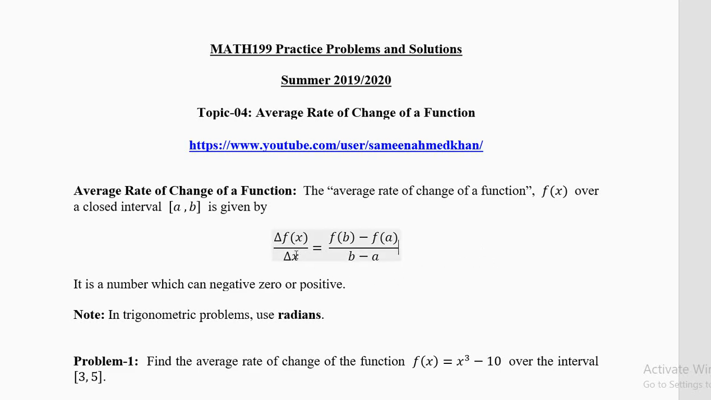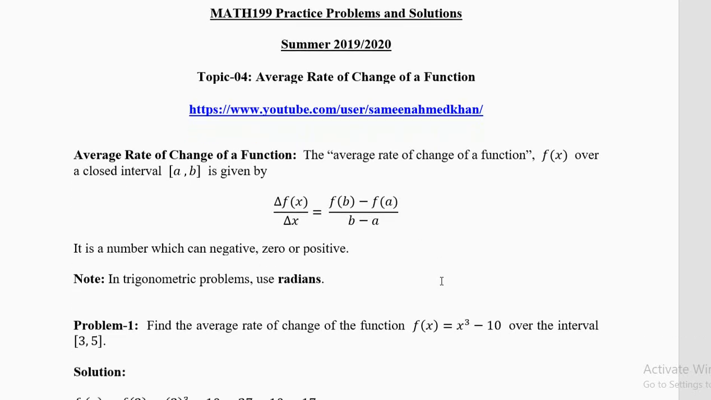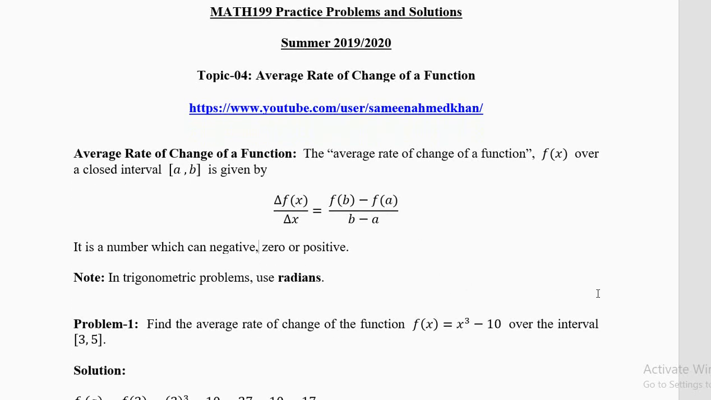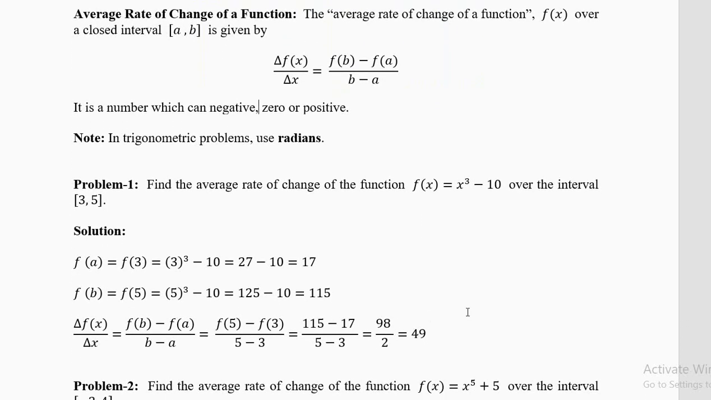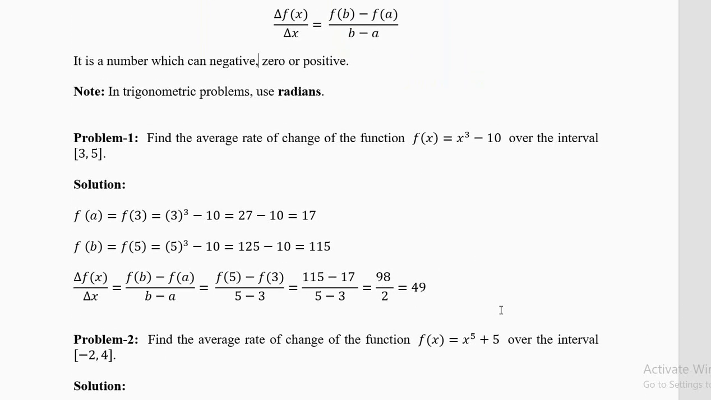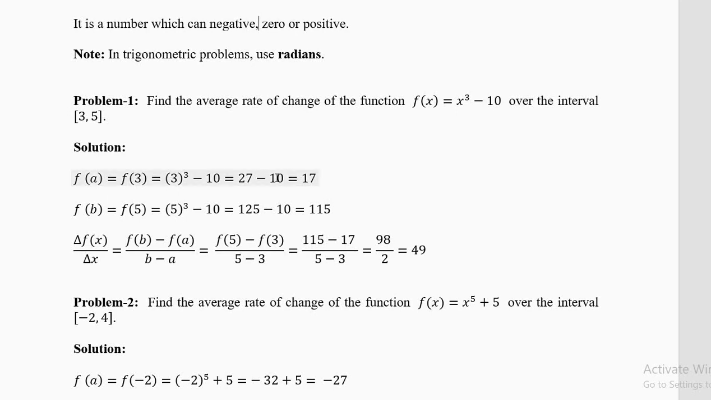So we'll get a number here, and this number can be negative, 0 or positive. It depends on the calculation. If the function is a sine or cosine function with trigonometric ratios, then you have to use radians. You cannot use degrees in calculus. You have to be careful. Now the questions are very easy. We'll do 5-6 examples and see what happens.